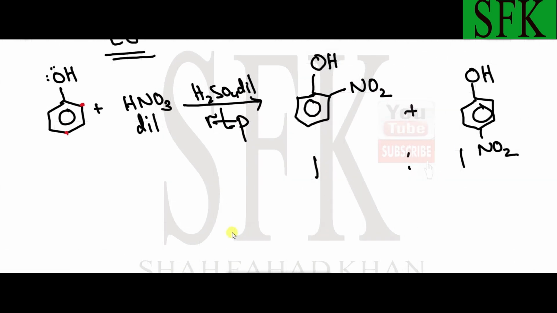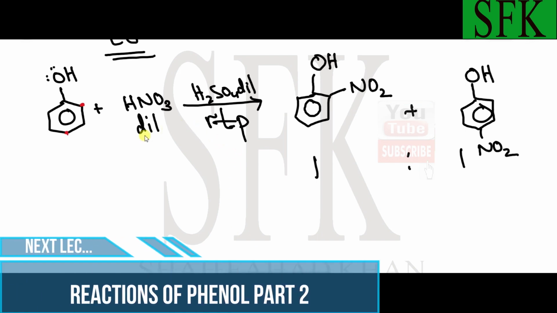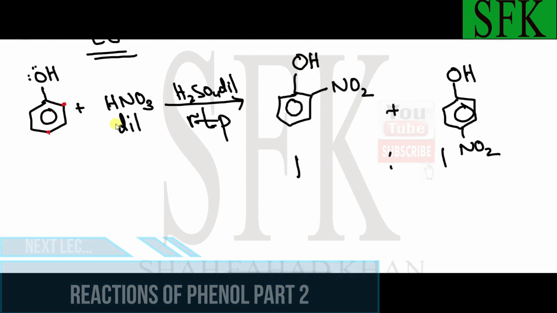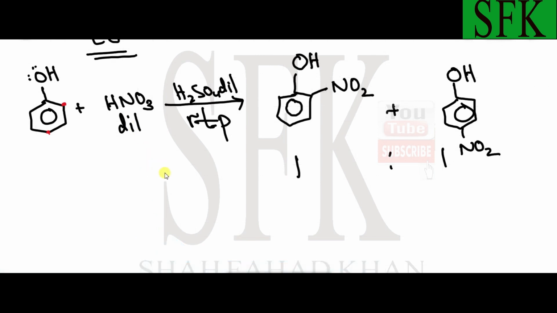Then the next reaction. Okay guys, it's important: this is the only reaction where the nitric acid and sulfuric acid are used in the dilute form and the temperature is RTP. This is the only reaction with benzene compounds that is possible this way. In all the other reactions, these two reagents are used in concentrated form.